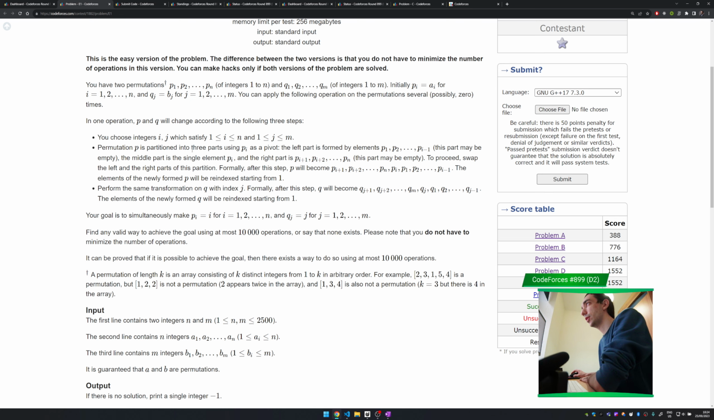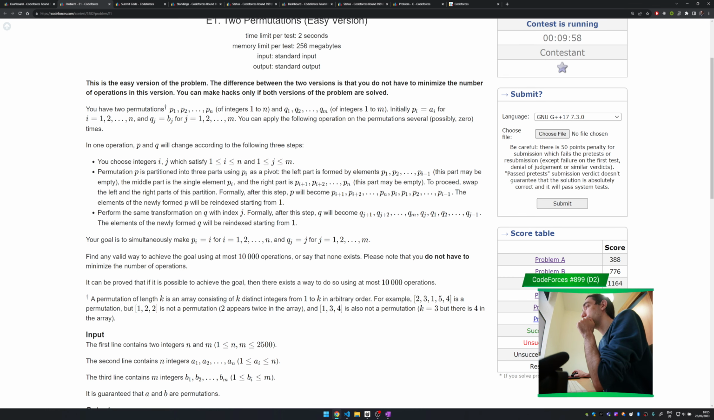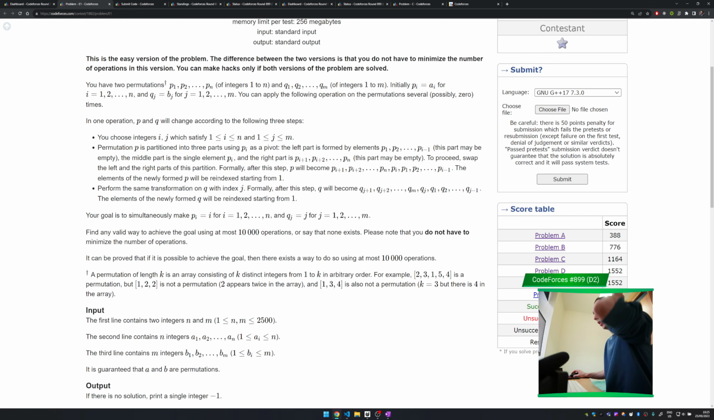The permutation P is partitioned into three parts, with P_i as a pivot. The left part is formed by elements P_1 to P_{i-1}. The middle part is a single element, and then the right part. Formally, after this step, P will become the swap of the left and the right parts of the permutation. Perform the same transformation on Q with index j. Your goal is to simultaneously make P_i equal i and Q_j equal j.